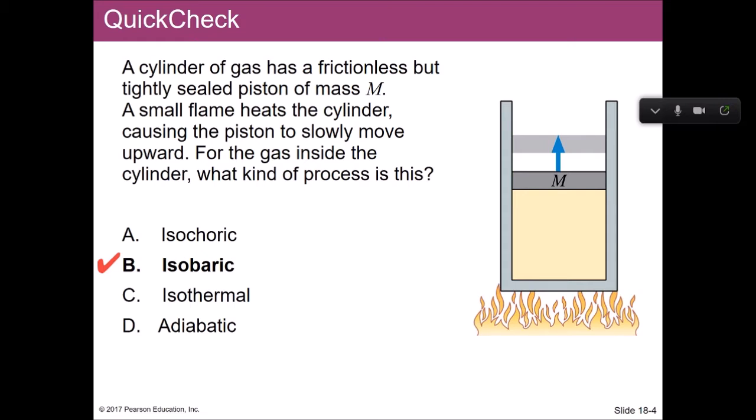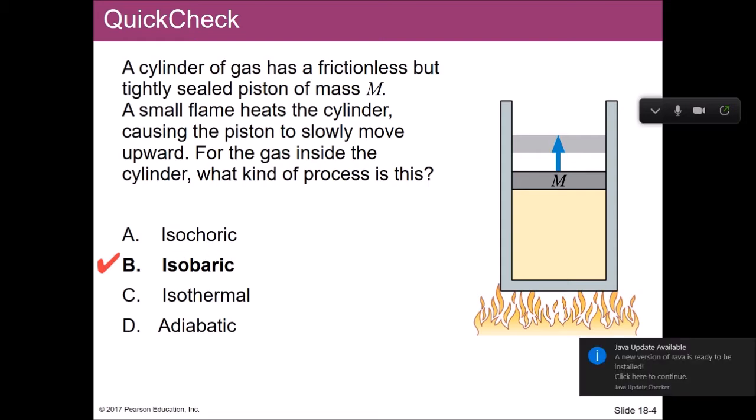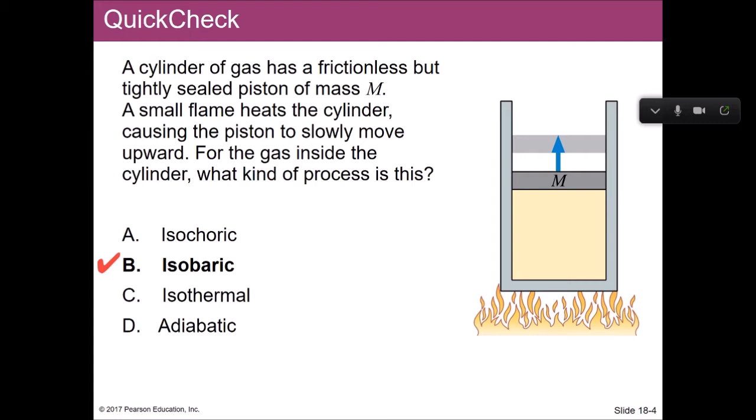It's not an isochoric process because the volume is changing, right? It's not an adiabatic process because we are adding heat to the gas here, so that's not adiabatic. And it's certainly not isothermal because if you're going to heat something up, well, that's it, you're heating it up, right? So why is it isobaric?